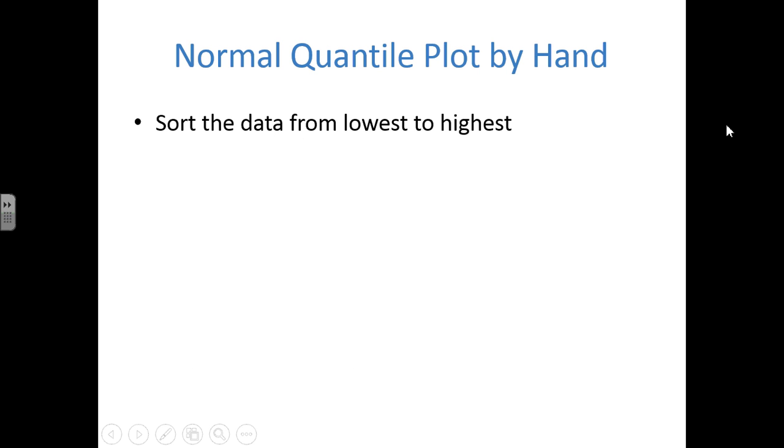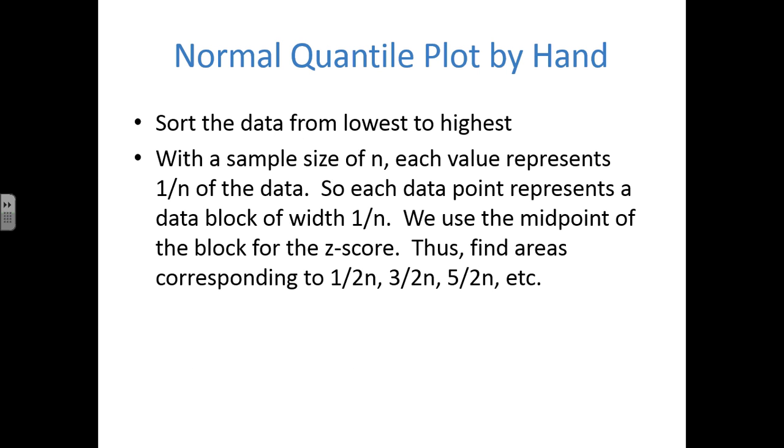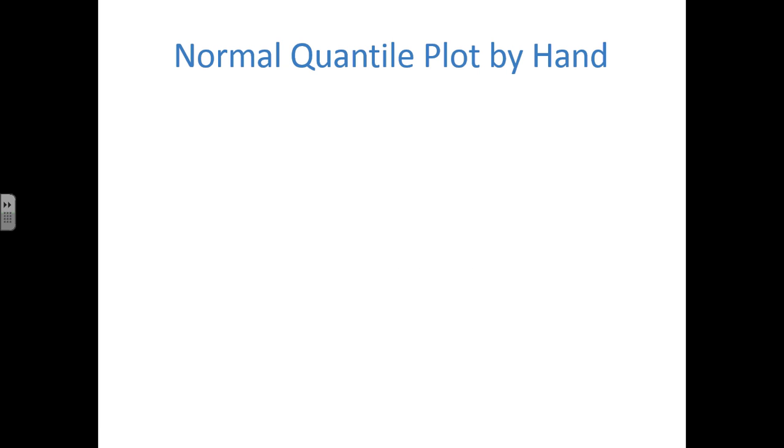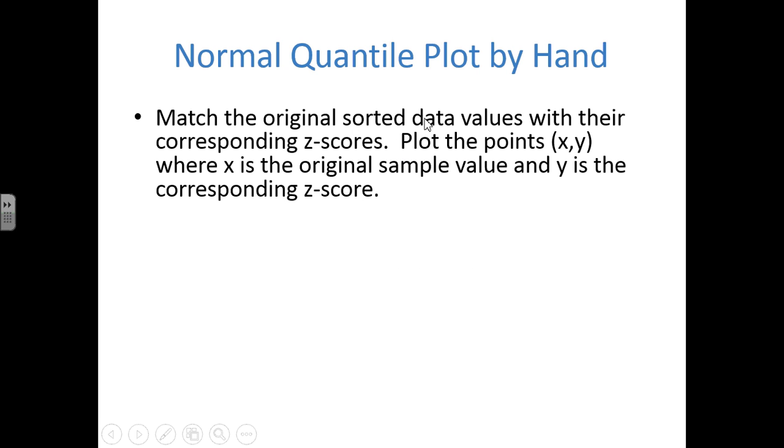So first thing you do is sort the data from lowest to highest. And then since you have n values, you're going to separate them each by 1/n of the area. Then you're going to use the standard normal table to find the corresponding z-scores for each of those values. Then you're going to match the original data value with its corresponding z-score and plot those points. And you're going to evaluate this graph using this criteria.